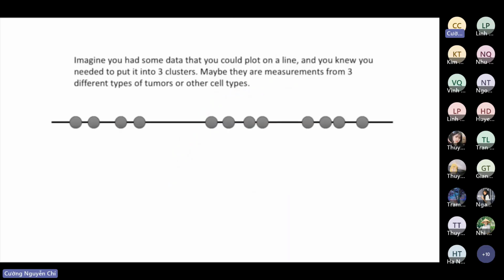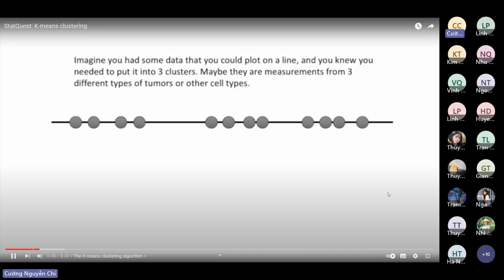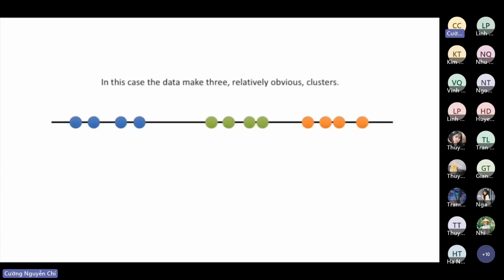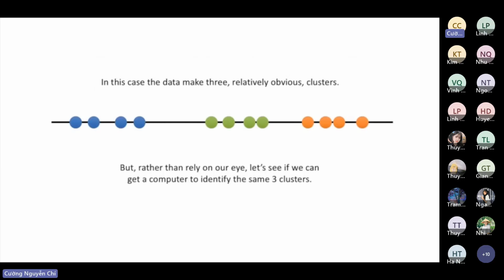Imagine you had some data that you could plot on a line, and you knew you needed to put it into 3 clusters. Maybe they are measurements from 3 different types of tumors or other cell types. In this case, the data make 3 relatively obvious clusters. But rather than rely on our eye, let's see if we can get a computer to identify the same 3 clusters. To do this, we'll use k-means clustering.